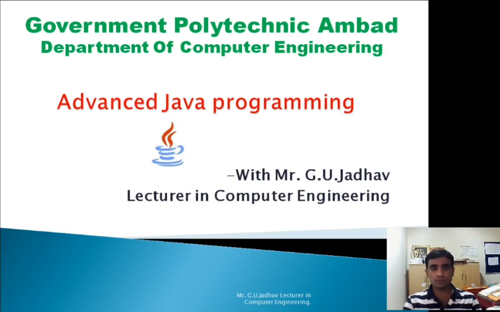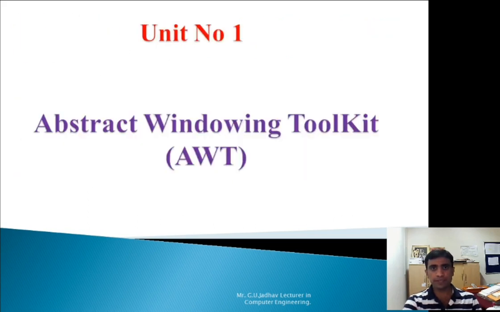In this session we will start Unit 1, Abstract Windowing Toolkit, that is called AWT. You can see the abbreviation is AWT. A stands for Abstract, W for Windowing, and T for Toolkit, that is called Abstract Windowing Toolkit.